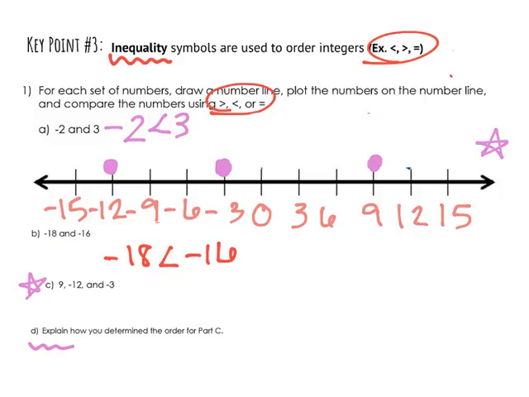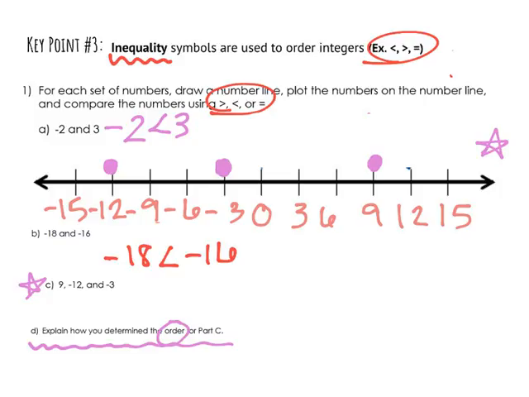So just looking ahead, I know part D is asking me to explain how we determine the order for part C. So while I'm describing how to order for part C, listen again for the number line specific vocab.